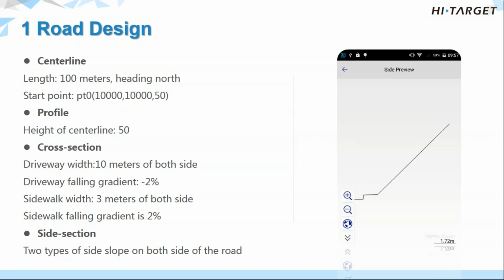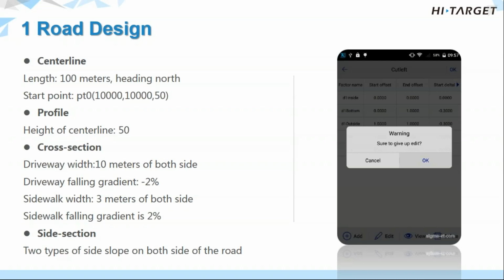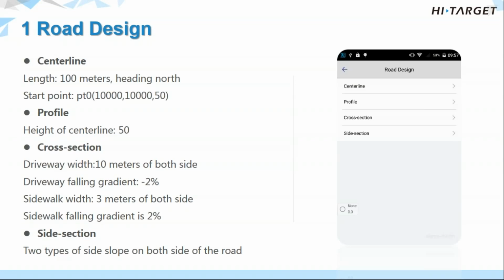Users can get the size preview. This is the size section preview. So this is the entire road design process, including the central line and the profile, also the cross section and the side section.